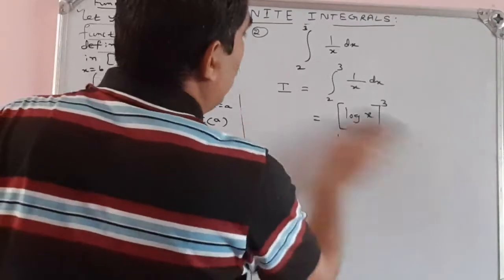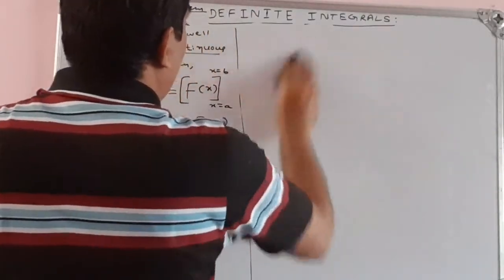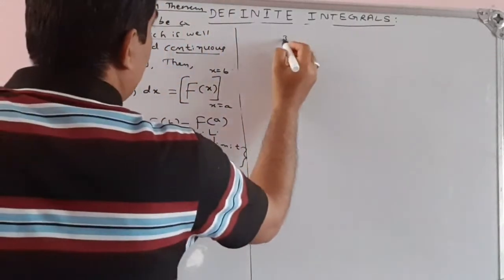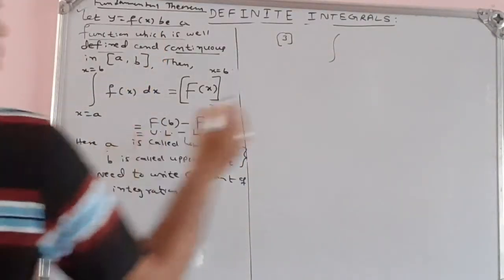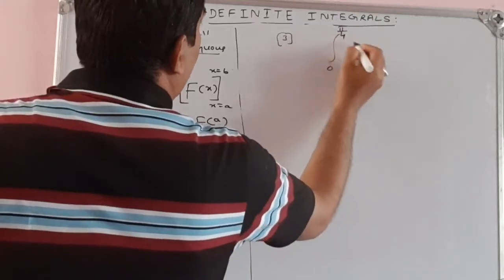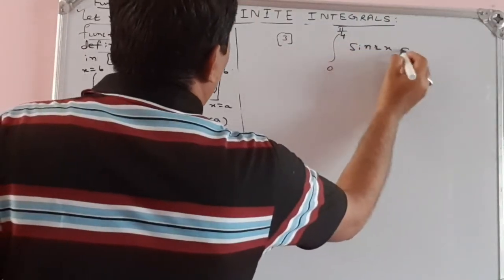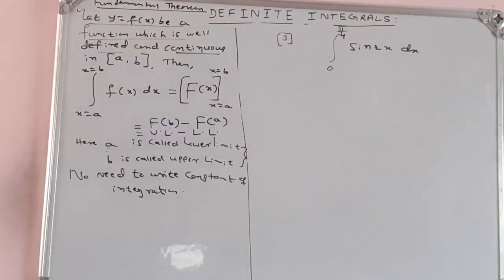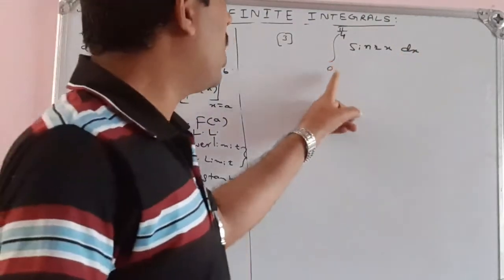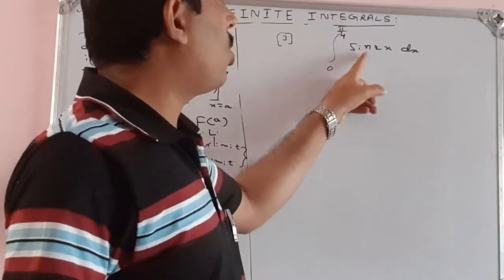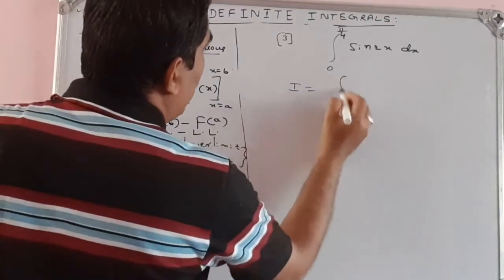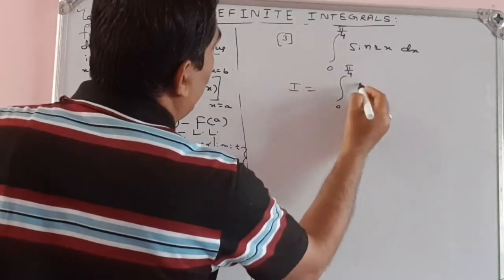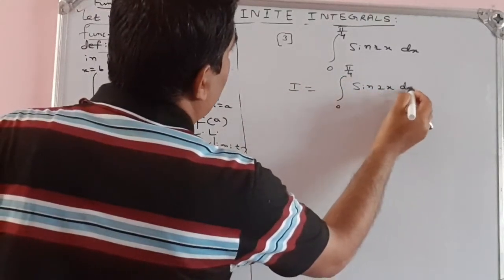Then let me consider another example here. Integration of 0 to pi by 4, sine 2x with respect to x. Let us integrate. This is a definite integral. Observe, 0 to pi by 4. Integration of 0 to pi by 4 of sine 2x. So we have to find out this integral, sine 2x.